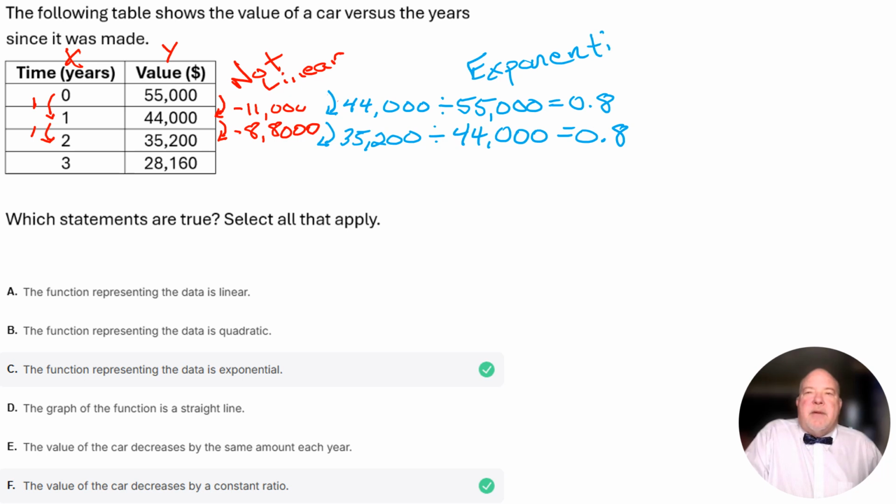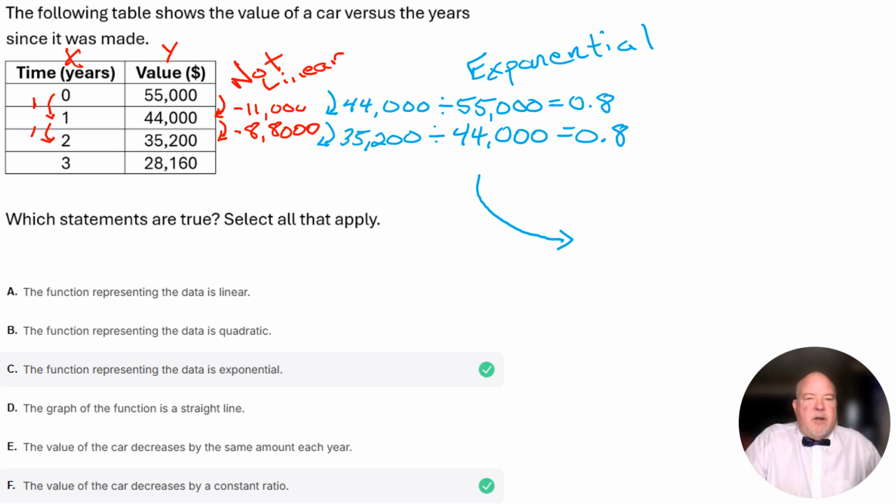And so now I should be able to select the true statements. The first one says the function representing the data is linear. Nope, it's not linear. It's not quadratic, but it is exponential. So C is a true statement. D says the graph of the function is a straight line. Well, no, exponential data does not graph as a straight line. So this is exponential decay. It would graph like this, something like that. So that's not a straight line.